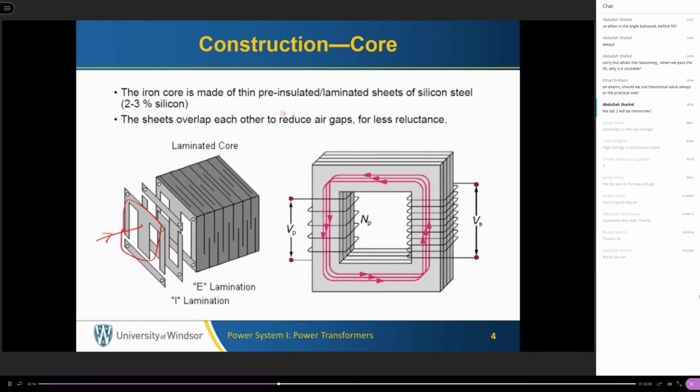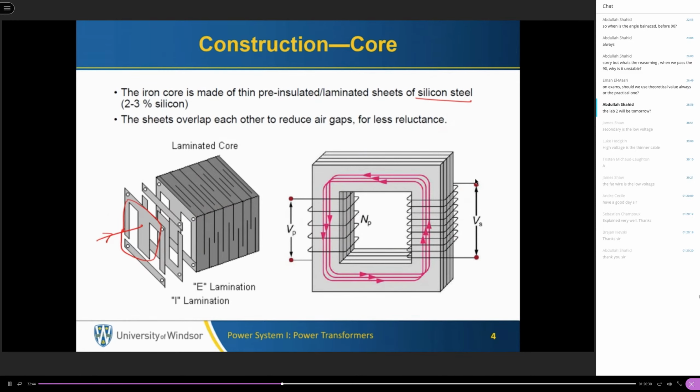Okay, we use silicon steel because it has high permeability or low reluctance to the magnetic field, because we need all the magnetic field generated by the primary coil to be coupled or transferred to the secondary coil in order to deliver the power from one side to another side efficiently.